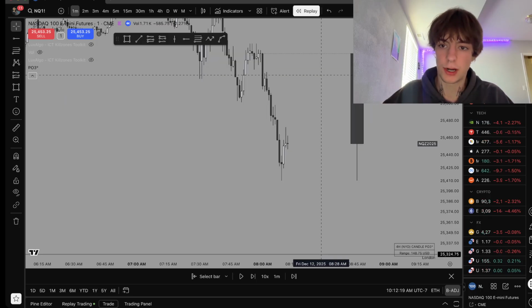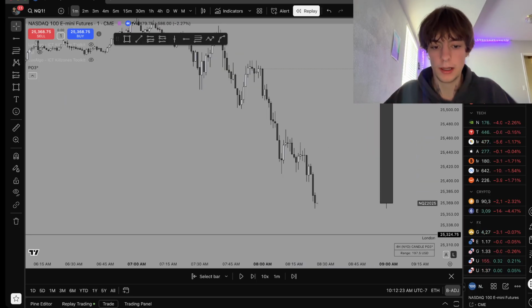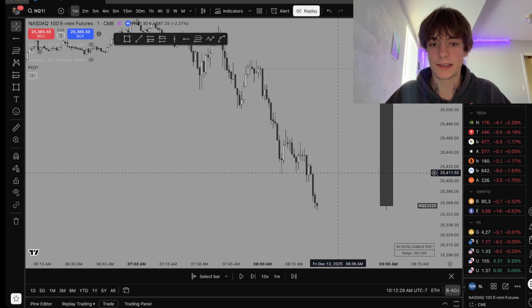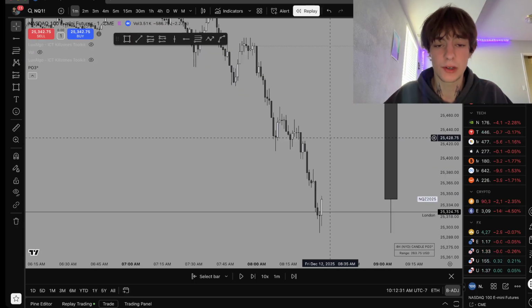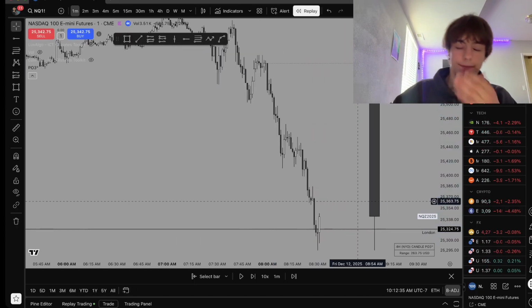We hit the draws lower. There were some draws here. I'm not going to go back and mark them out, but this whole time we're opening 5 minutes, boom, 1 5 minute, 2 5 minute, 3 5 minute, not a single retracement. This whole leg is 300 points.